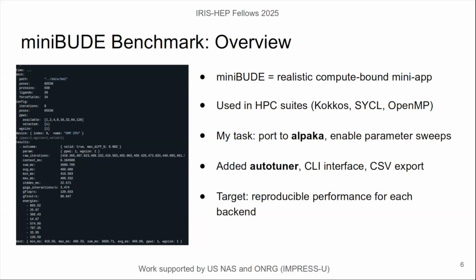I also added a command line interface, CSV output, and an auto-tuning mechanism from the original benchmark that sweeps through different threads per work item, PPWI parameter, and work-group size parameters automatically. The main goal was not only to run it, but to produce reproducible, comparable performance data for each backend under the same configuration. Later, I started optimizing it as a bonus track to explore how different transformations affect the Alpaka backends.